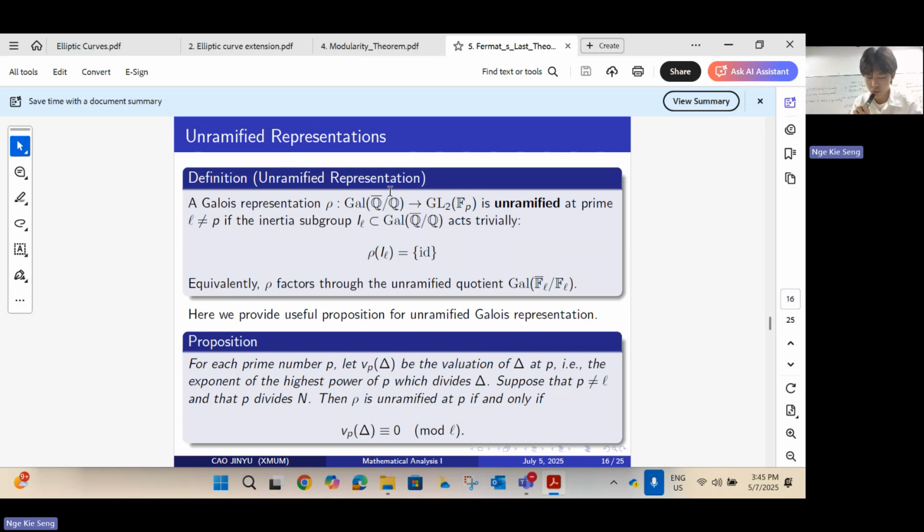The inertia group is a normal subgroup of the decomposition group, and the quotient group determined by it is isomorphic to the corresponding Galois group over the residue field. So here is a proposition to help us define whether it is unramified.